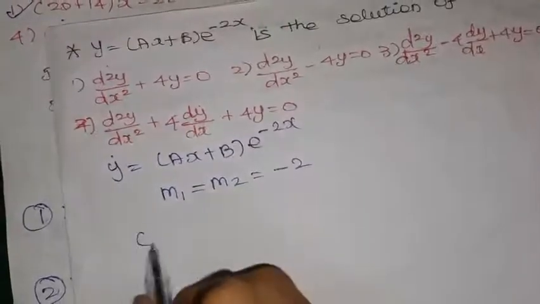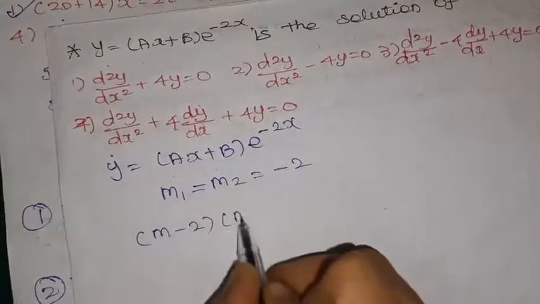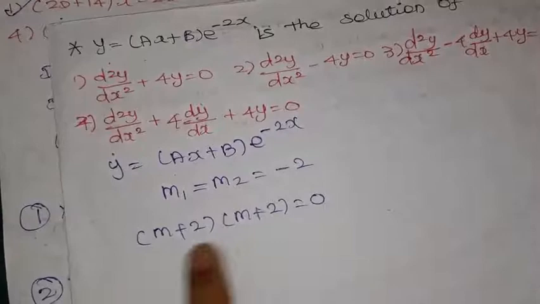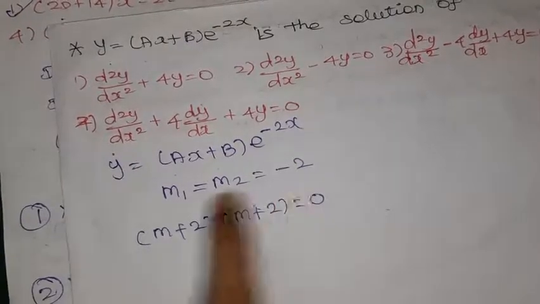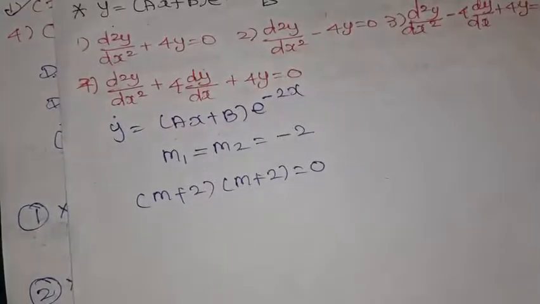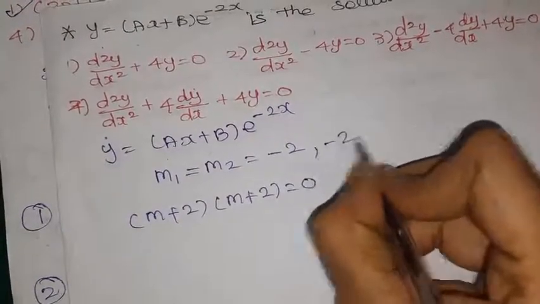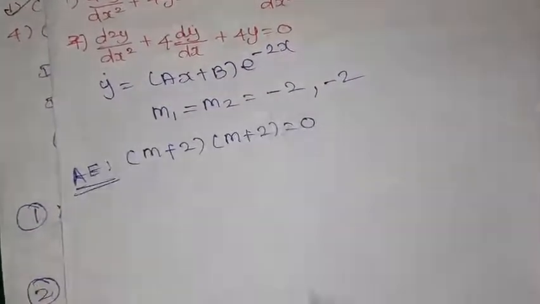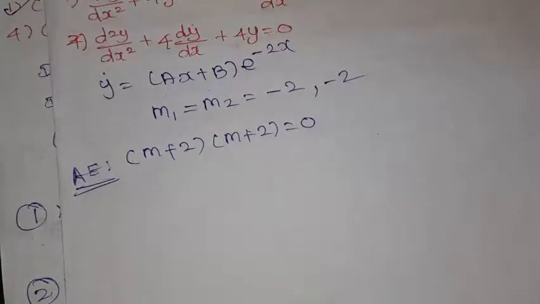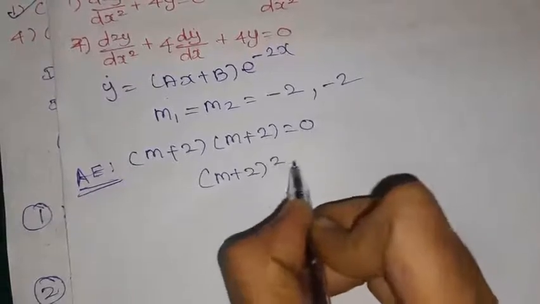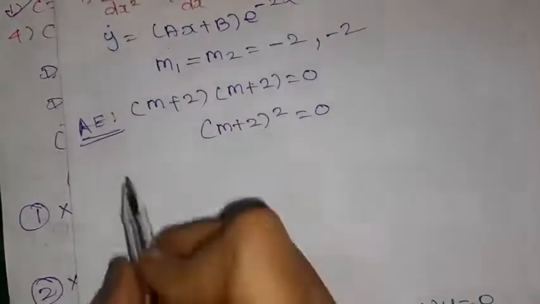So m plus 2 into m plus 2 equal to 0, and then we get the roots minus 2 comma minus 2. This is the auxiliary equation, (m plus 2) the whole squared equal to 0. So what is the required equation?